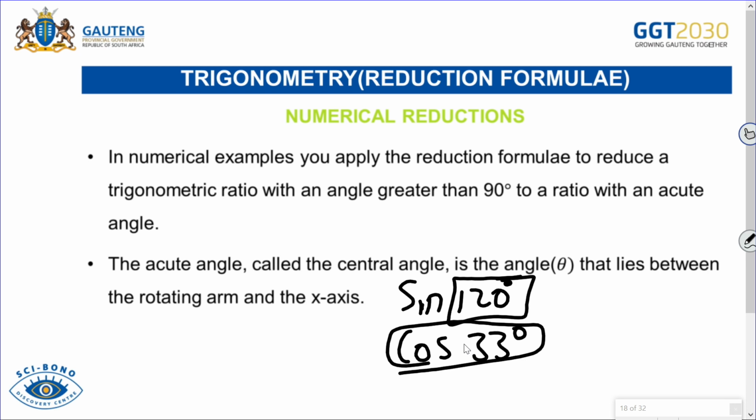So in numerical examples, you apply the reduction formulae to reduce a trigonometric ratio with an angle greater than 90 degrees to a ratio with an acute angle. The acute angle, called the central angle, is the angle theta that lies between the rotating arm and the x-axis.